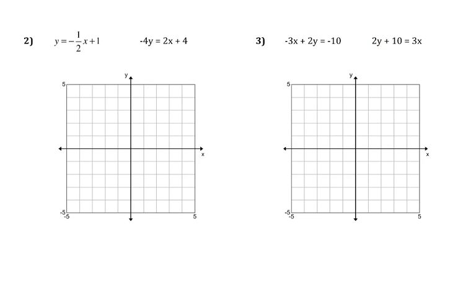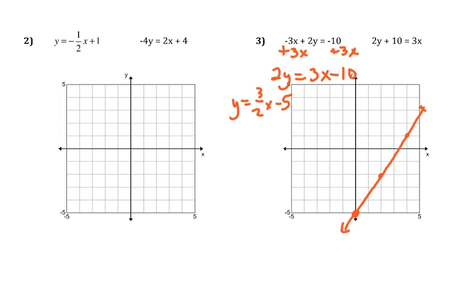So for the first equation, I'm going to start out by taking my finger, cover up the y. I'm going to get rid of that -3x. So to do that, I'm going to add 3x to both sides. So I get 2y equals 3x minus 10. Then I will divide everything by 2. So 3 divided by 2 and 10 divided by 2. And then I'm going to graph that line. So -5 is my y-intercept. I'm going to go up 3 and over 2.